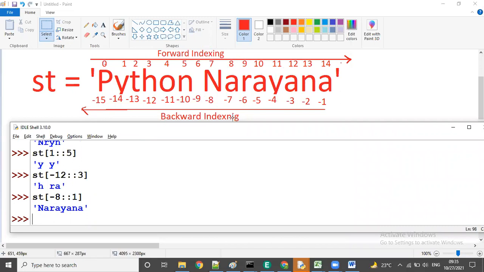Okay, right. Next one, st of I just take here 8. I just take the 8 double colon, and I just take minus 3. All of you, I'm taking the minus 3, guys. So increment number, minus value is there, means backward increment, guys. Backward increment.